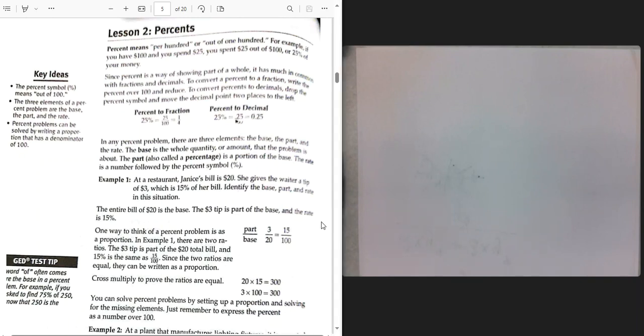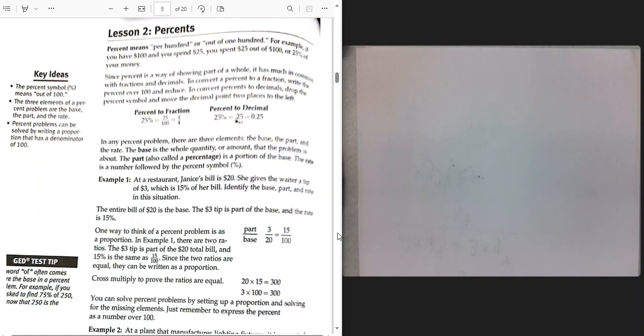Hello, class. We're about to start lesson 2 in chapter 3, and it's on percents. It says here percent means per hundred or out of 100. For example, if you have $100 and you spend $25, you spent 25 out of $100, or 25% of your money. Since percent is a way of showing part of a whole, it has much in common with fractions and decimals. To convert a percent to a fraction, write the percent over 100 and reduce.